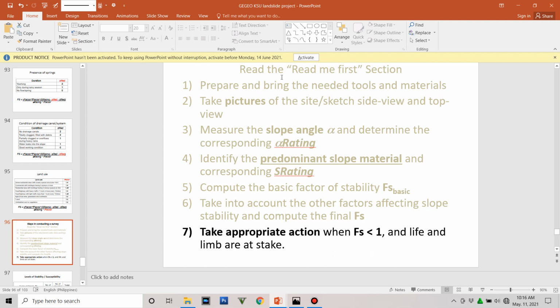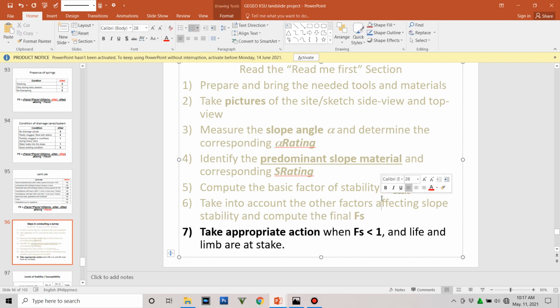So, these are the steps, basic steps. Of course, number 1, prepare and bring the needed tools, materials, take pictures of the site, sketch the side view, top view, and then measure the slope angle, alpha, determine the corresponding alpha rating, identify the predominant slope material or the S rating, compute the basic factor of safety, and then take into account other factors affecting slope stability and compute the final factor of safety. So if we have an assessment that is highly susceptible, of course, that is Fs less than 1, therefore it fosters danger already.